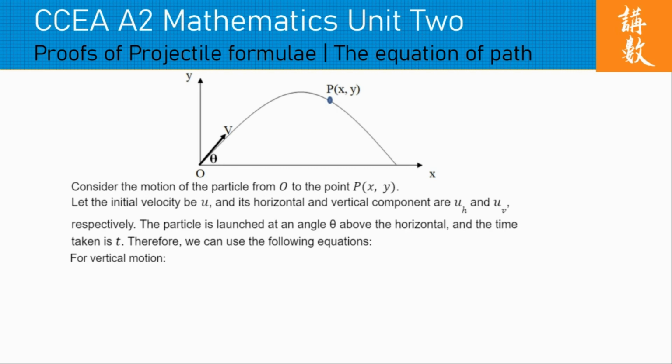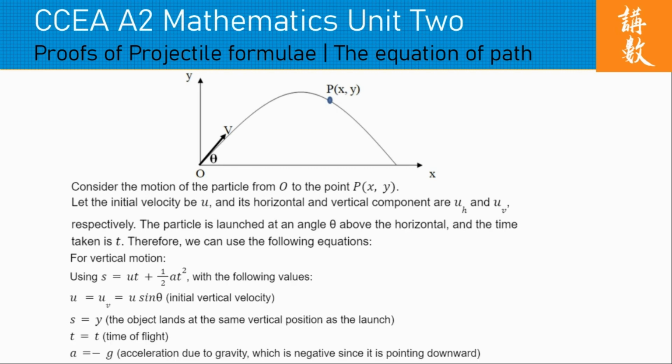For vertical motion, using s equal to ut plus half at squared with the following values. u equal to uv equal to u sine theta, which is the initial vertical velocity. s equal to y. t equal to the time of flight. a equal to minus g, which is the acceleration due to gravity, which is negative since it's pointing downward.